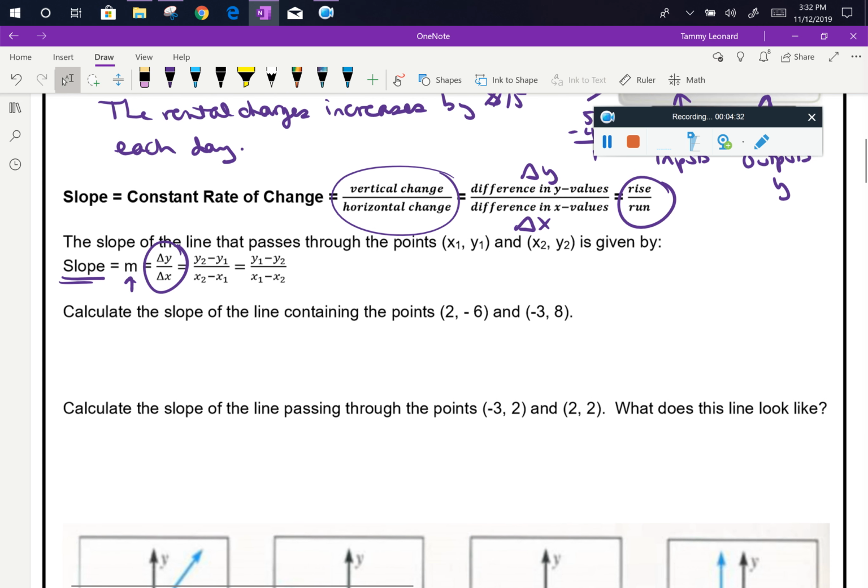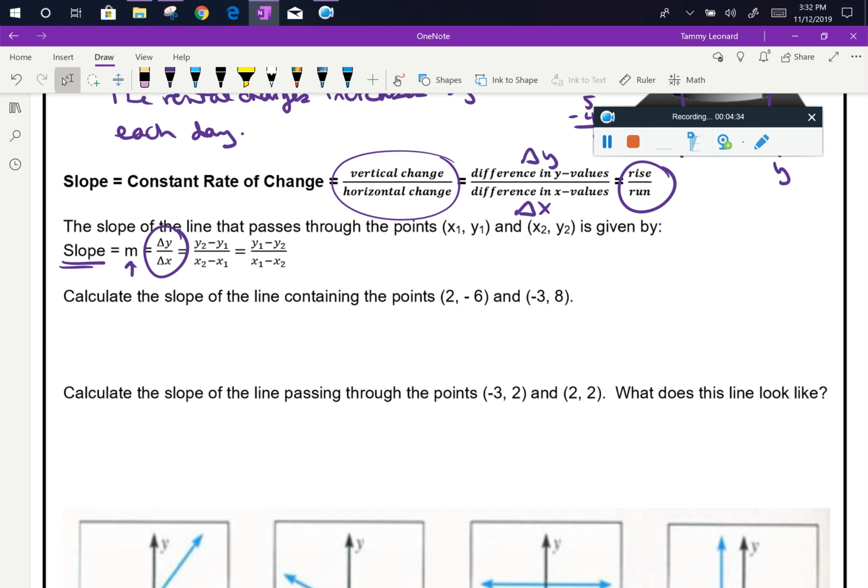Calculate the slope of the line containing the points (2, -6) and (-3, 8). So we can think of this first point as being (x1, y1) and the second point as being (x2, y2). Remember, the slope formula says that we're going to take the difference between the y values. So 8 minus -6, and divide that by the difference between the x values. I need to go in the same order. So since the 8 came first, the -3 needs to come first. So -3 minus 2.